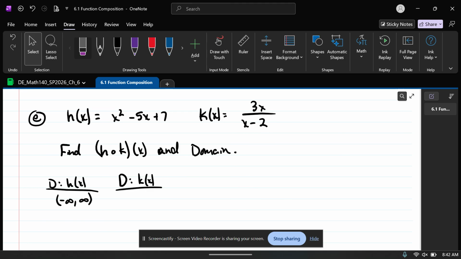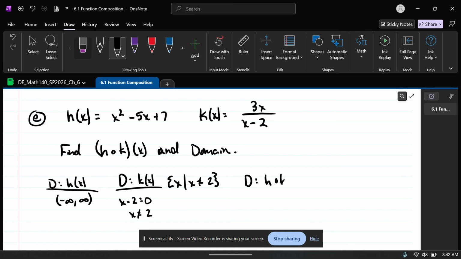X is everything but 2, because you set that x minus 2 equal to 0 and get x equals 2. That's the thing x can't be. So all x's, as long as x does not equal 2. I'm not worried about writing interval notation for that because I want to do the composite domain. So the domain of h composed with k.